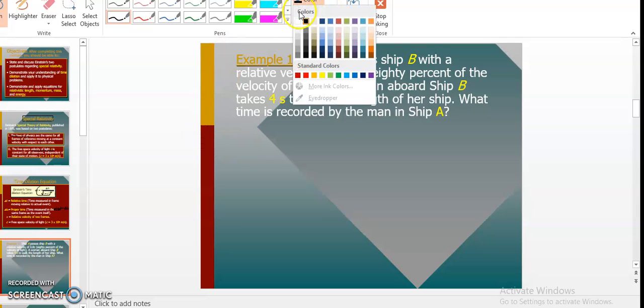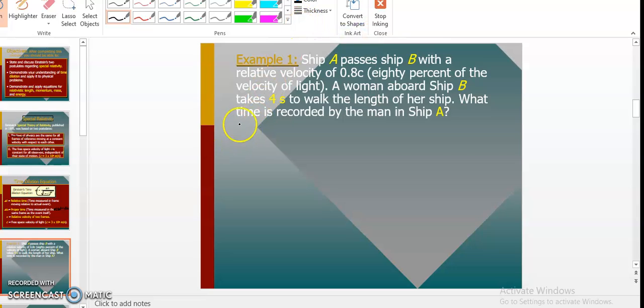Okay, so now let me show you what to do. First of all, you might need to write the given. What is given in this question? We know that the proper time is given by delta t naught, and delta t naught is simply 4 seconds. We are to find the relative time, and the relative time is delta t. So delta t is not given, but we have delta t naught, which is the proper time or the rest time.